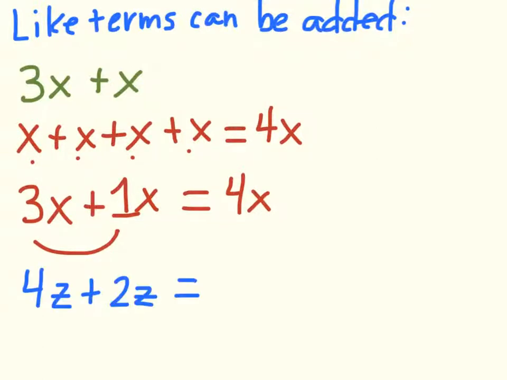Now let's simplify 4z plus 2z. We'll start by adding our coefficients. 4 plus 2 equals 6. Then we'll put our variable back on, z. So 4z plus 2z equals 6z.